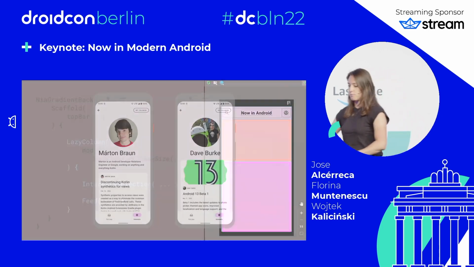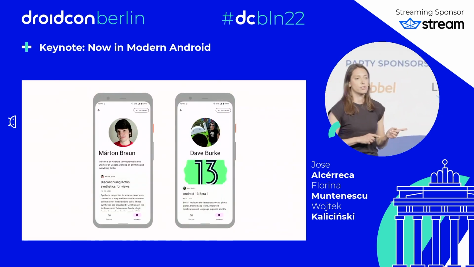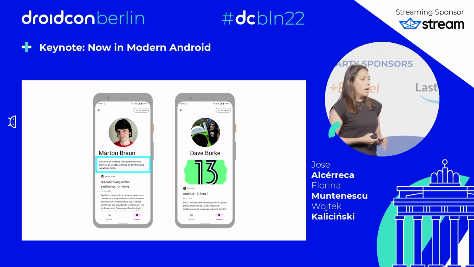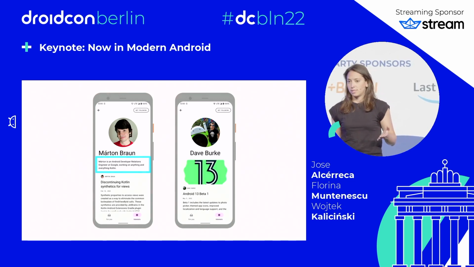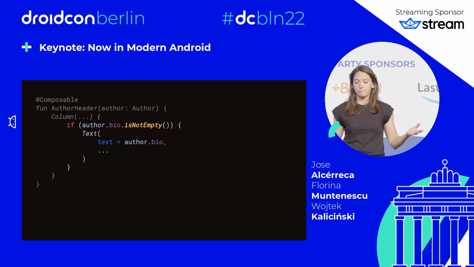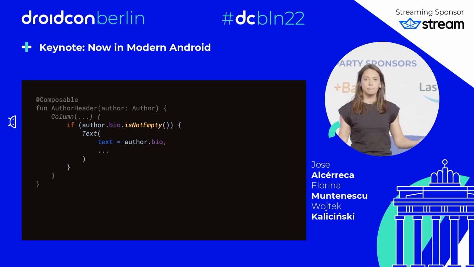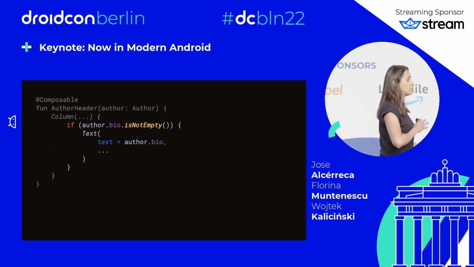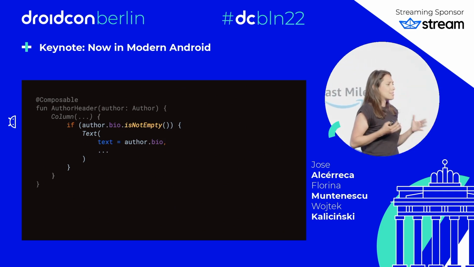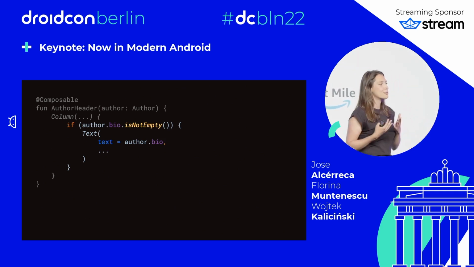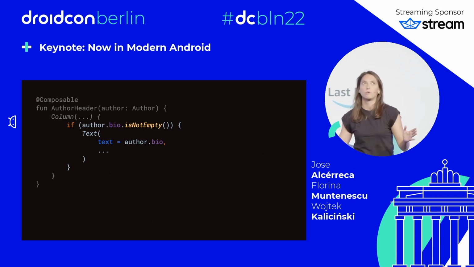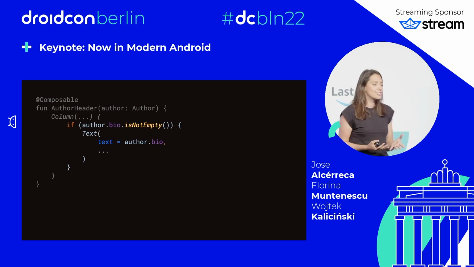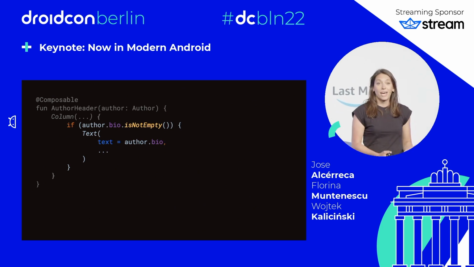OK, let me show you one more thing. This is the author screen. And an author may have a bio. So then how do we do this in Compose? It's just an if. If the author has a bio, display the text. There is no view visibility gone or invisible or whatever. With so little code, you can do so much. There is no XML, no layout manager, no adapter, no other files to jump into. Compose is just so easy to understand and to maintain.